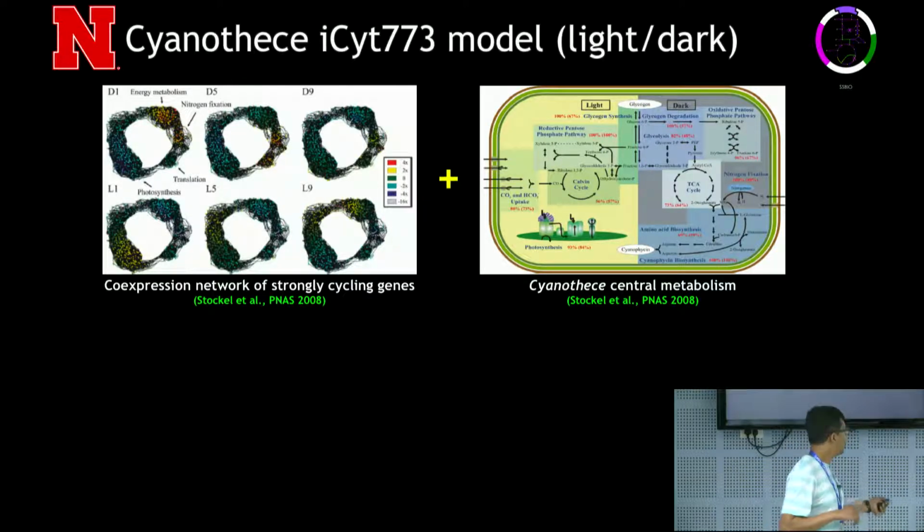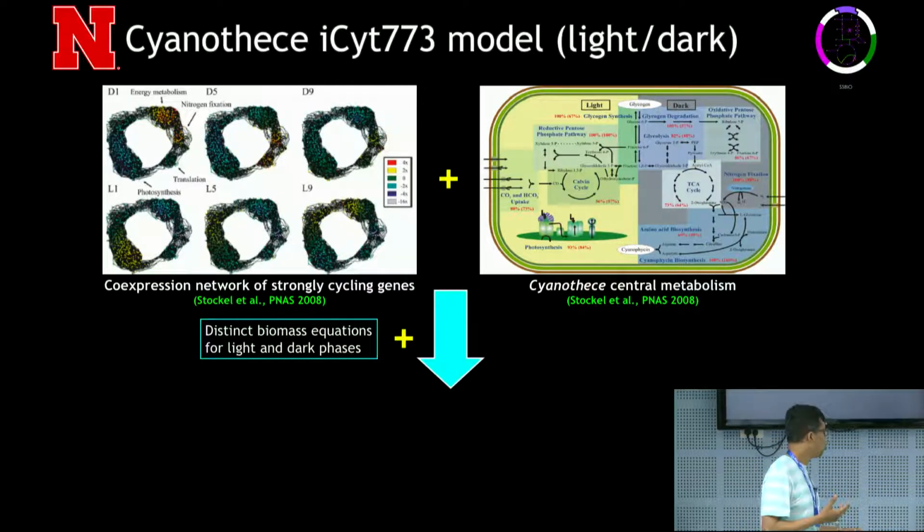So, Himadri's lab did this experiment, RNA-seq experiment in 2008. So, they have basically developed co-regulation networks for this organism. What I basically did, I took the co-regulation network, I know which of these genes are co-regulated.